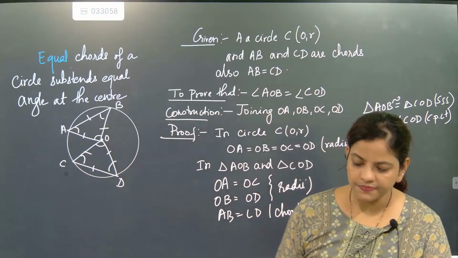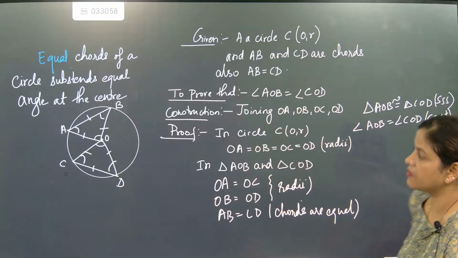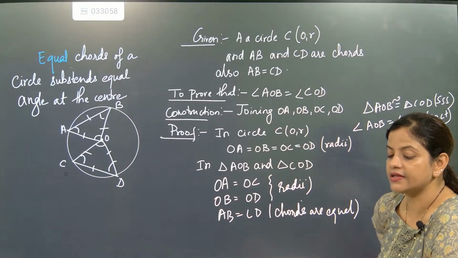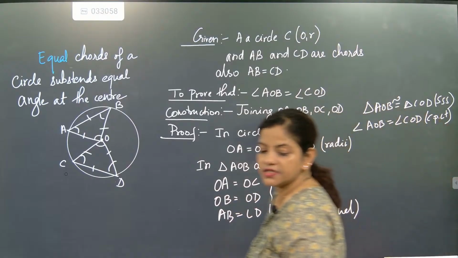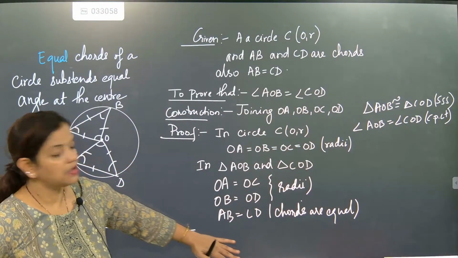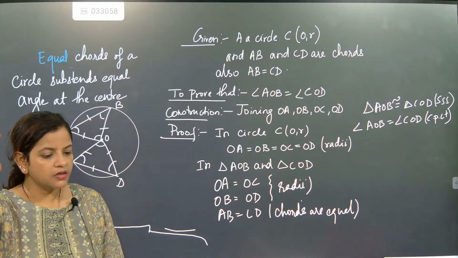Note down this one. This is by CPCT. This will become equal. So equal chords of a circle subtend equal angle at the center. This is what is exactly going to be done. Note down, beta. Equal chords subtend equal angle at the center.